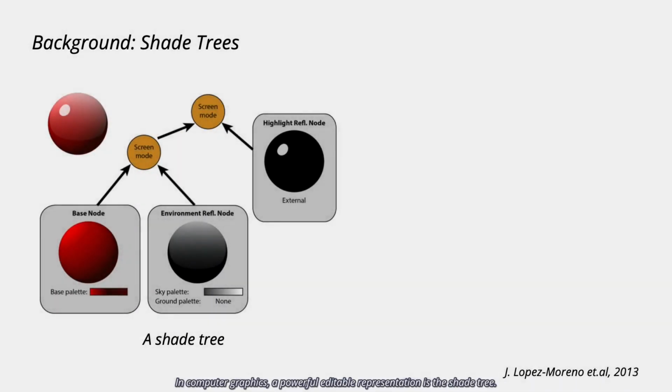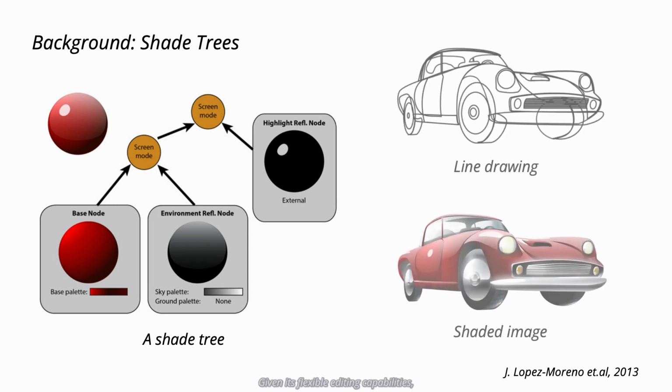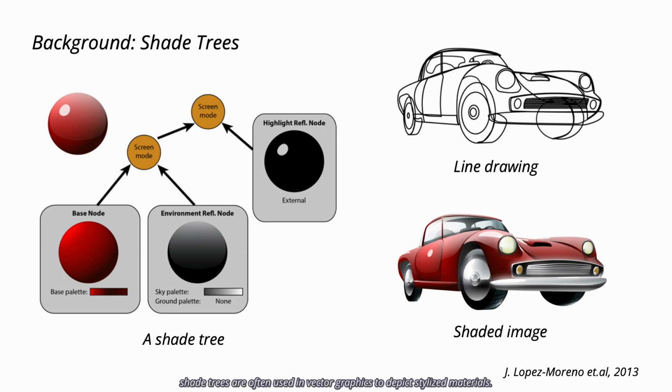In computer graphics, a powerful editable representation is the shade tree. This representation allows decomposing complex visual effects into basic elements such as albedo, highlight reflection, environment reflection, etc. Given its flexible editing capabilities, shade trees are often used in vector graphics to depict stylized materials. In this example, the shade tree is used to render the line drawing with a shiny red material.